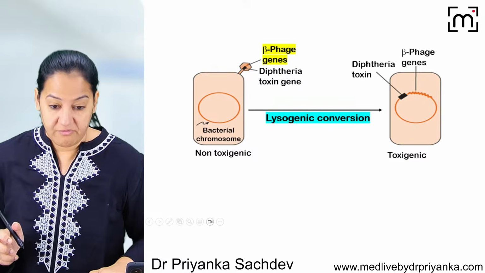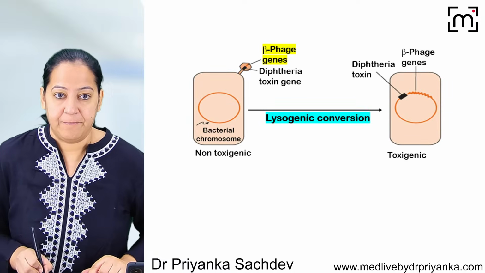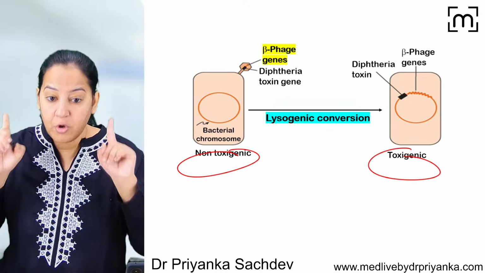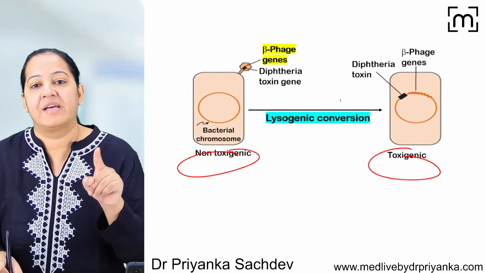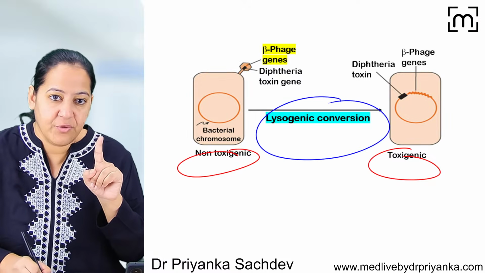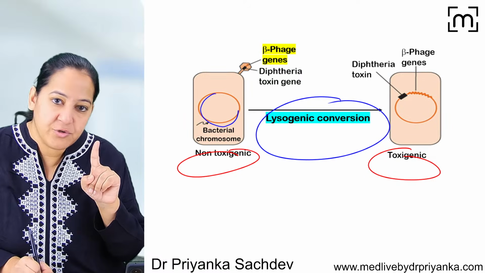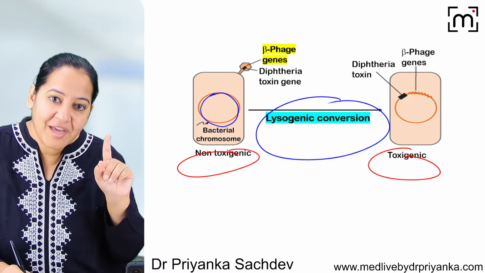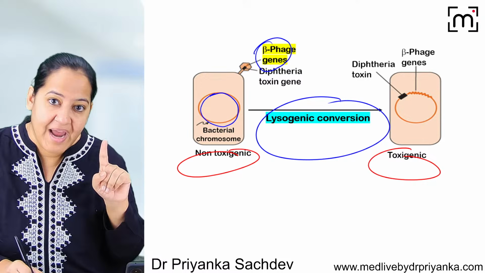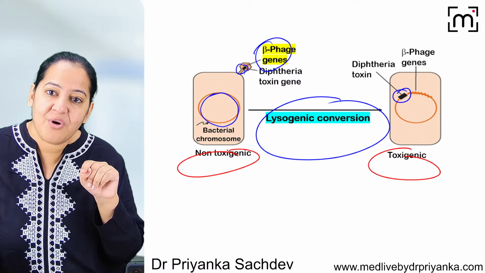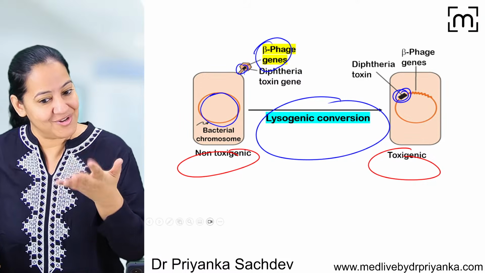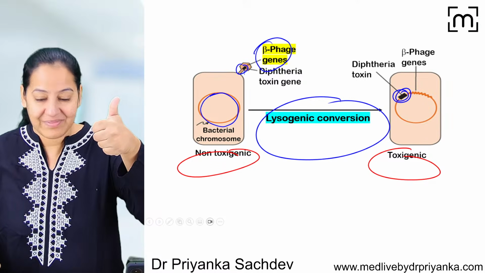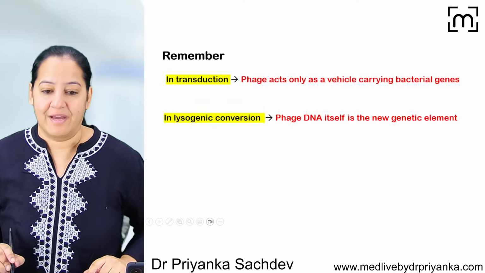So if you want to convert the non-toxigenic strain to toxigenic strain in Corynebacterium diphtheriae, you require lysogenic conversion. In lysogenic conversion, you can see this Corynebacterium diphtheriae doesn't have the tox gene, so it is non-toxigenic. Here a bacteriophage, the beta-phage, comes and gives the tox gene. Once it receives the tox gene, it will produce the toxin, it is pathogenic. Say yes, everyone. So this is lysogenic conversion.